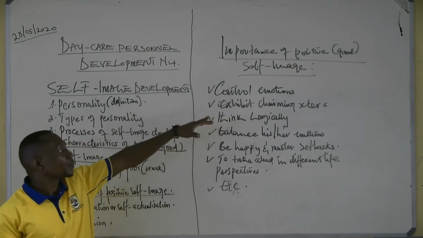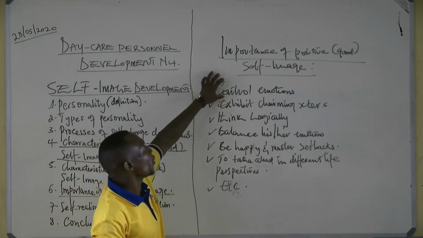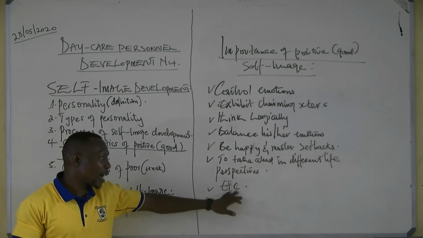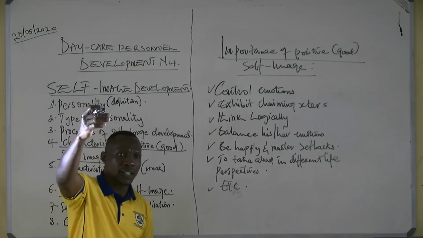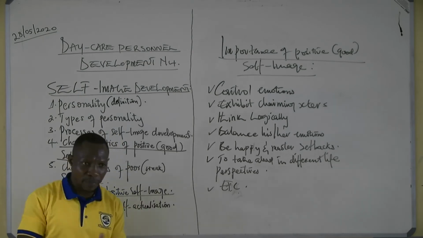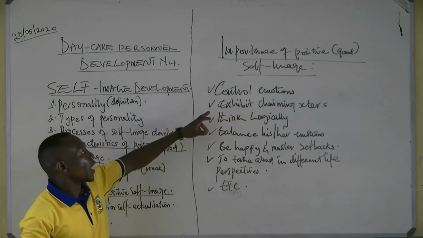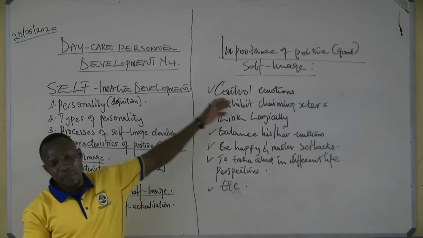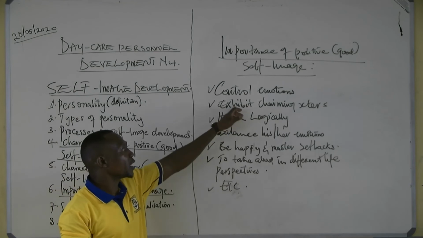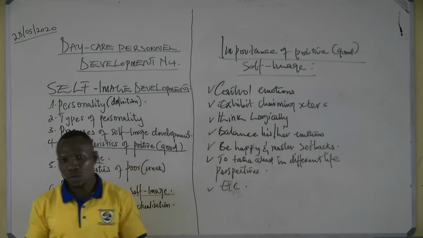Now, control emotions. As we said, when a person bears a positive or good self-image, what does it imply? It implies that this person is able to build upon him or herself to balance his level of temperament so that it doesn't go to extremes, extreme high and extreme low, so that this person is always able to judge logically before he takes the final decision. And then exhibit charming characters.